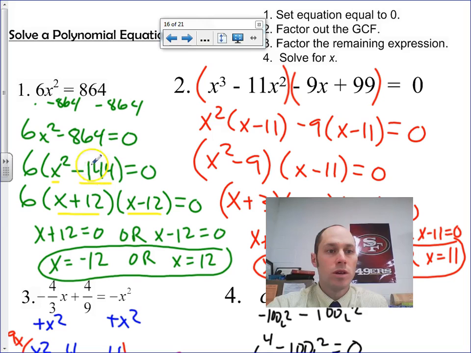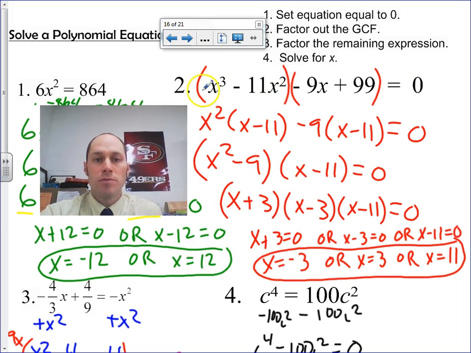And we have a two-term polynomial. Look for that difference of perfect squares. So I know 6 can't equal 0, but x plus 12 could equal 0, or x minus 12 could equal 0. So x is negative 12 or 12.